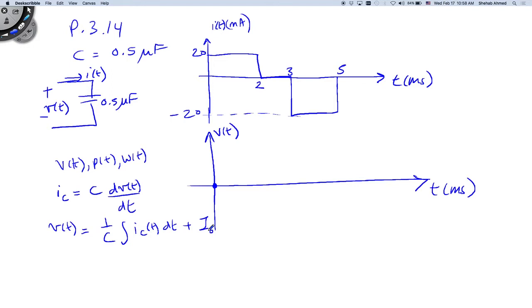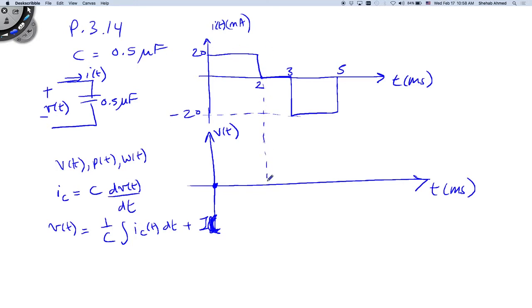Plus v0, sorry. It's the initial condition. In this case, it's the initial condition for voltage, which is 0. So now we should be able to draw the voltage, theoretically speaking. Voltage will be equal to the integration of current multiplied by a scaling factor.